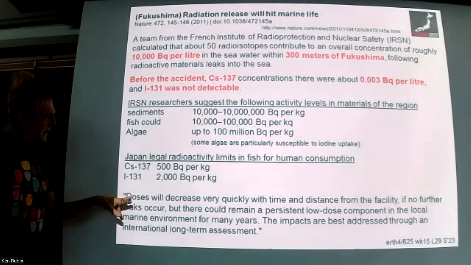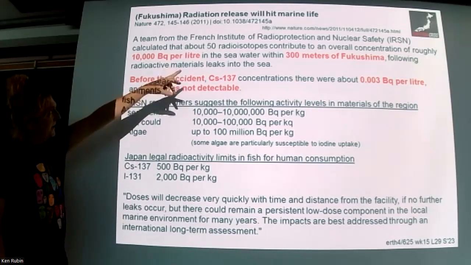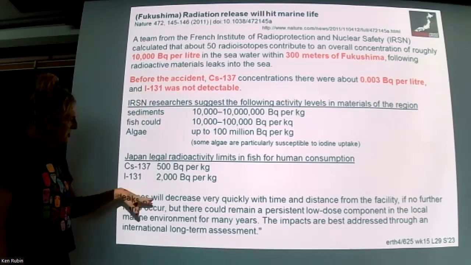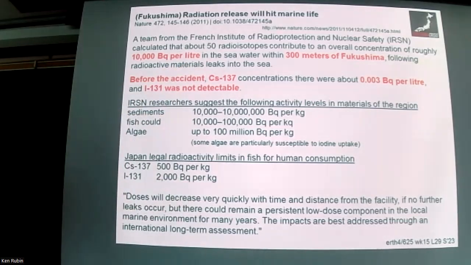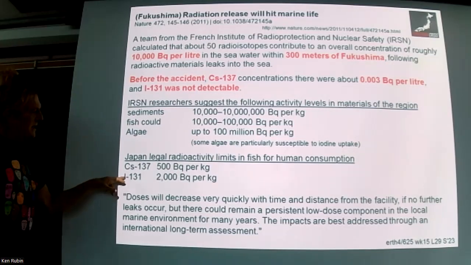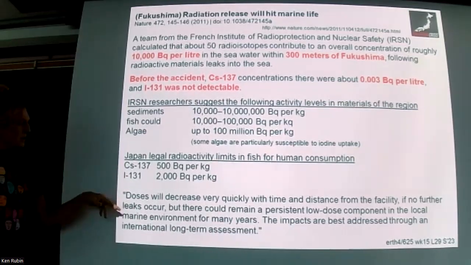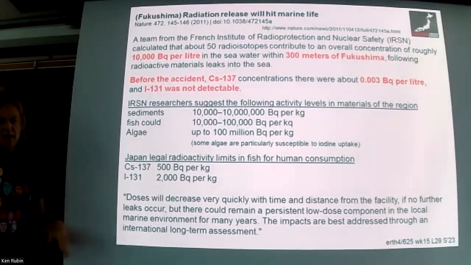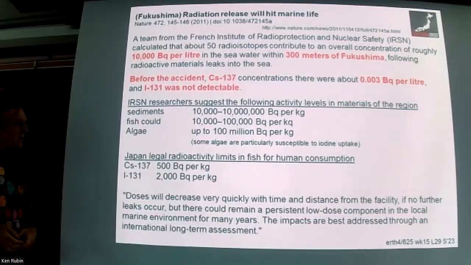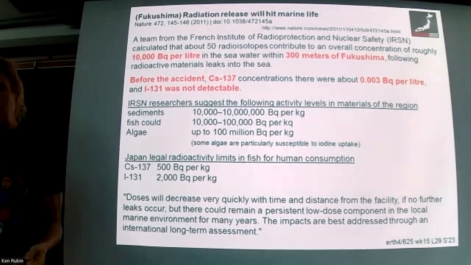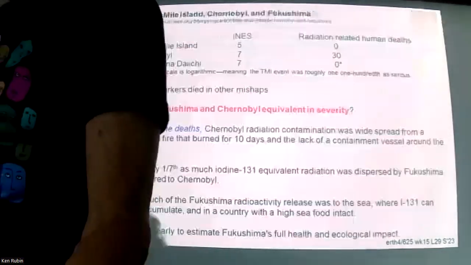But, and this is a quote from this particular article, which you can get there, the doses will decrease quickly with time and distance, which is always true with radioactive decay, especially something like iodine-131 with a short half-life. Cesium-137, not so much. It's going to take a lot more time for decay, but you do have dilution with distance because you have mixing in with natural materials that aren't radioactive.